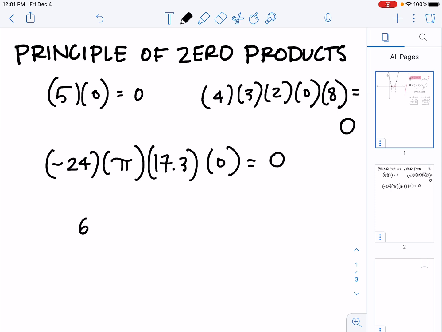6 times some mystery number. Oh my goodness. I meant to say write x, and I wrote the answer. 6 times some mystery number equals 0. What would you tell me about x? You'd say, well, if two numbers multiply to make 0, one of them has to be 0. So you would say x equals 0.